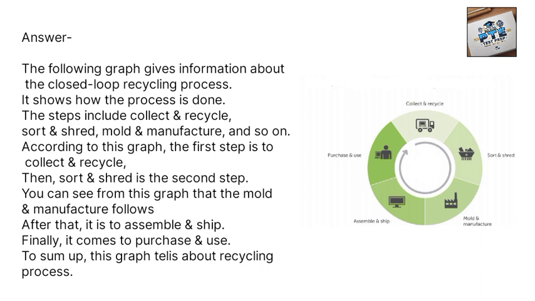Then sort and shred is the second step. You can see from this graph that the mold and manufacture follows. After that, it is to assemble and ship. Finally, it comes to purchase and use. To sum up, this graph tells us about recycling process.